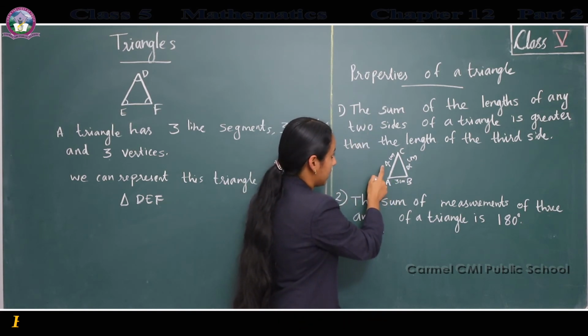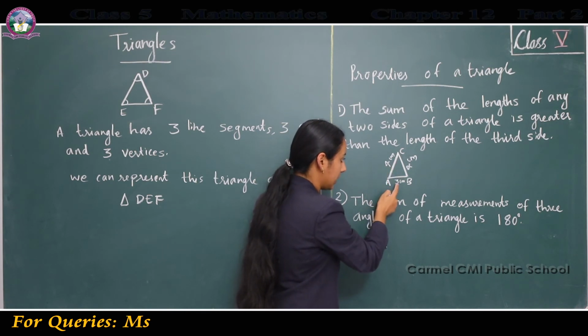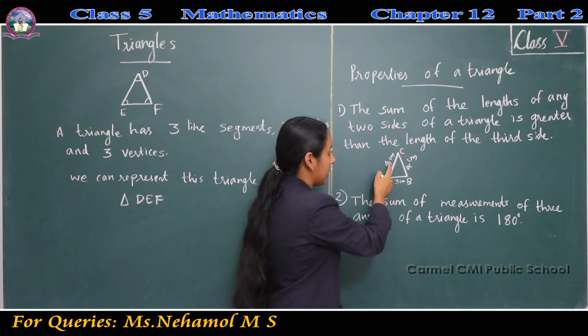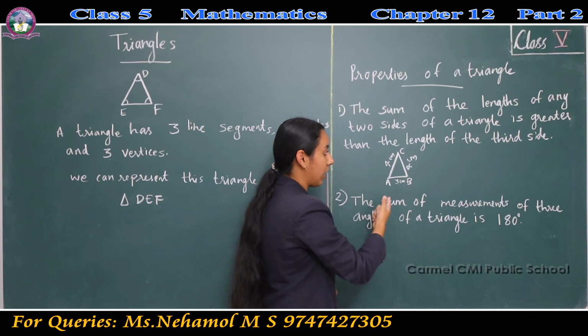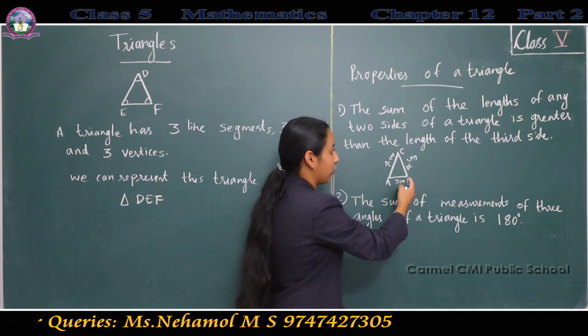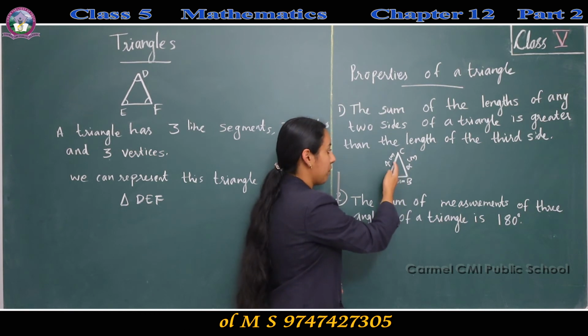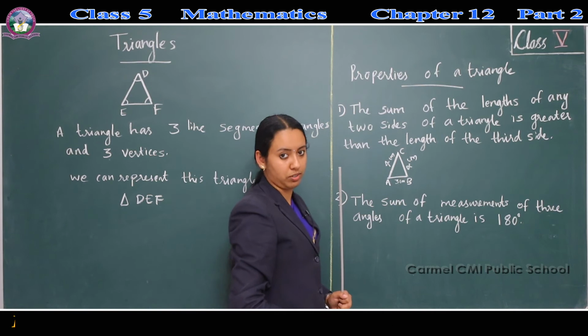Sum of lengths of any two sides. We can take these two sides, 4 centimeter, 3 centimeter. 4 plus 3 is 7 centimeter. Sum of length of any two sides of a triangle is greater than the length of the third side. Here it is 4 centimeter only. 4 plus 3 is 7. 7 is greater than 4.